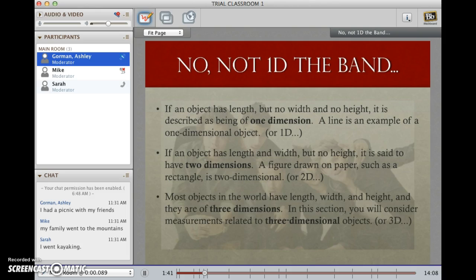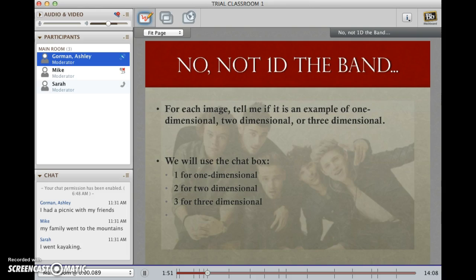Finally, most objects in the world have length, width, and height. So they all have 3 dimensions. So in this section, we're going to look at some 3D or three-dimensional objects. So just to make sure that everyone's on the same page, I'm going to show you a picture. And in the chat box, you're going to give me a 1 if it's an example of a one-dimensional object, a 2 if it's a two-dimensional object, and a 3 if it's a three-dimensional object.